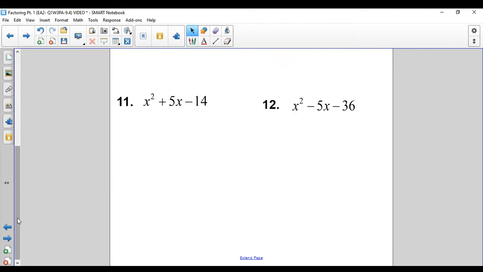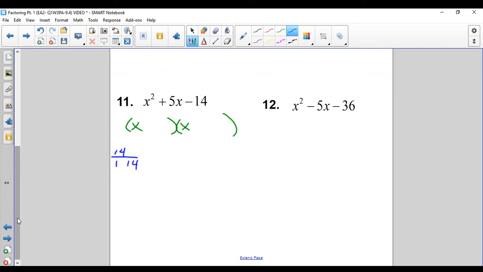Last two. We have x squared plus 5x minus 14. 2 sets of parentheses, x and x. Factors of 14 that add up to 5. I'm going to list them out on this one. We got 1 and 14. We got 2 and 7. That's it. Now, with that last number being negative, that means these factors are going to be opposite signs.